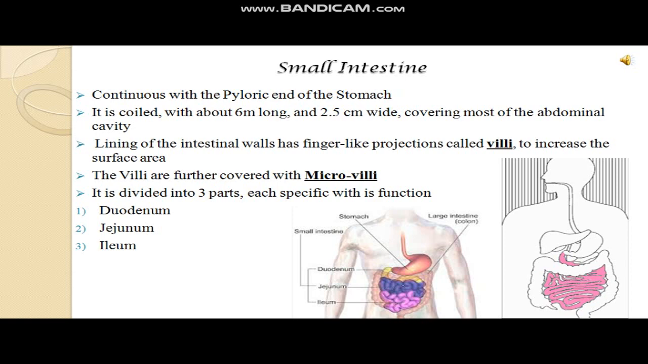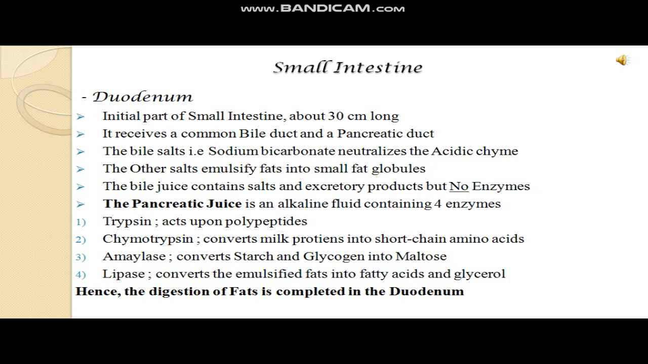It is also divided into three parts, and they are: number 1, duodenum; number 2, jejunum; number 3, ileum. Now I will describe each of its parts separately in detail. Duodenum. It is the initial part of the small intestine and is about 30 centimeters long.